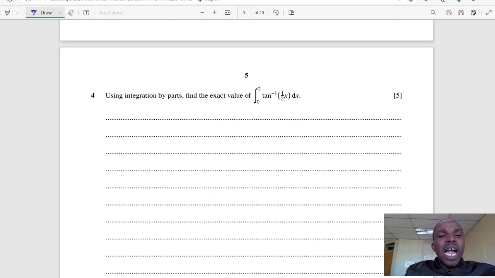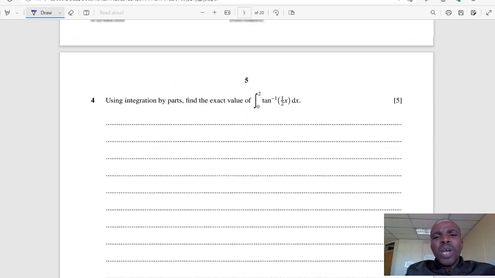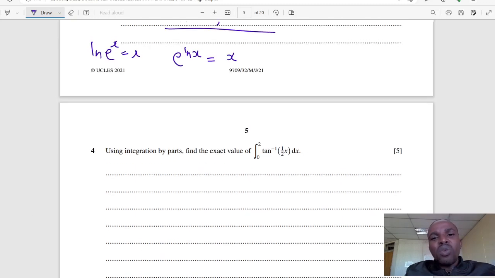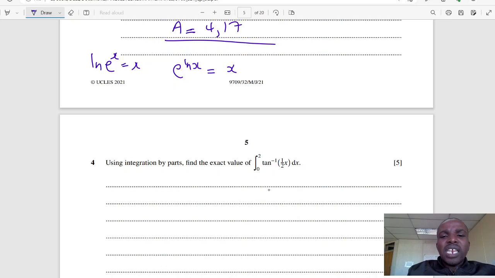Right, question number 4. Using integration by parts, find the exact value of this function. We are integrating arctan half x. Arctan half x, we have actually on this part, if we are integrating, this one can't be integrated, it can only be differentiated.